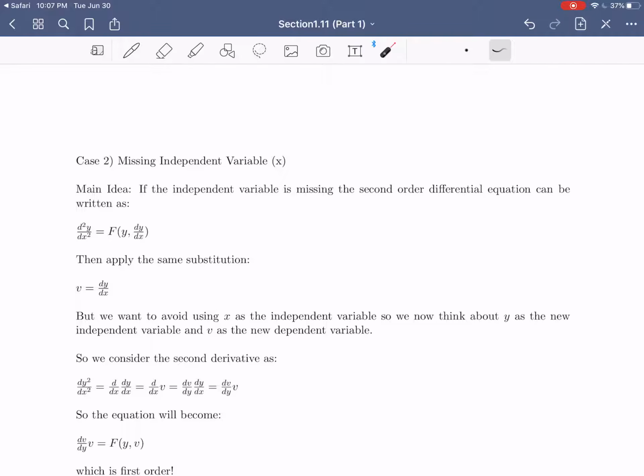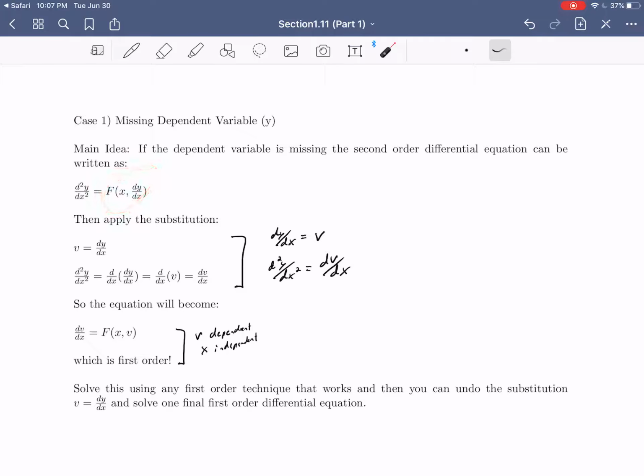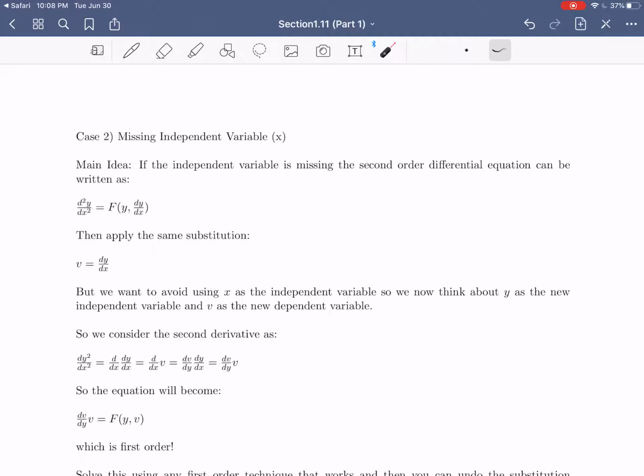So we're going to apply the same substitution we just mentioned, v equals dy/dx. We're not going to change the substitution, but we're going to change how we think about the substitution for the second derivative. The reason is that we want to avoid using x as the independent variable. Back in case 1, there were x's in the equation, so we might as well keep the same independent variable. So when we went to do v and ultimately looked at the second derivative, we were okay with thinking about it as dv/dx, where x was still treated as the independent variable. That's not going to help us in case 2 because we'd like to get rid of x as the independent variable and actually change to y as the new independent variable.